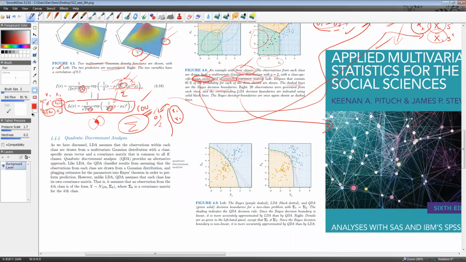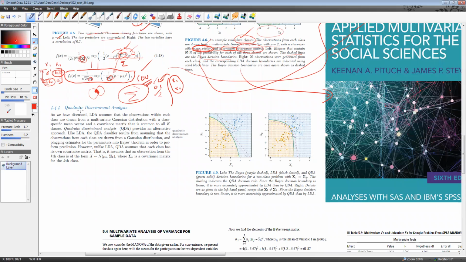Okay, very quickly, I just want to mention quadratic discriminant analysis. So here we had to assume a common covariance matrix. Quadratic discriminant analysis is another methodology that doesn't assume a common covariance matrix. It doesn't assume it.